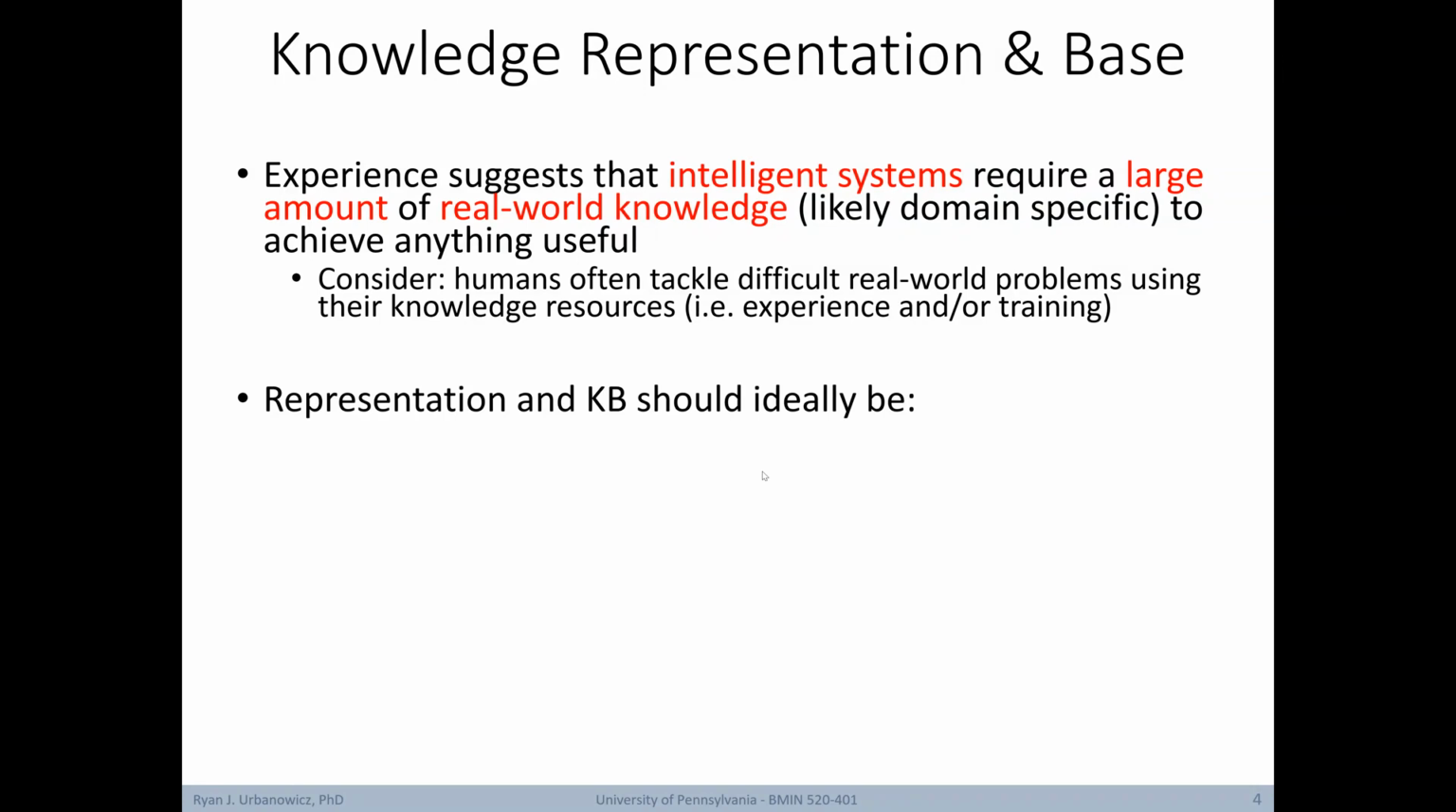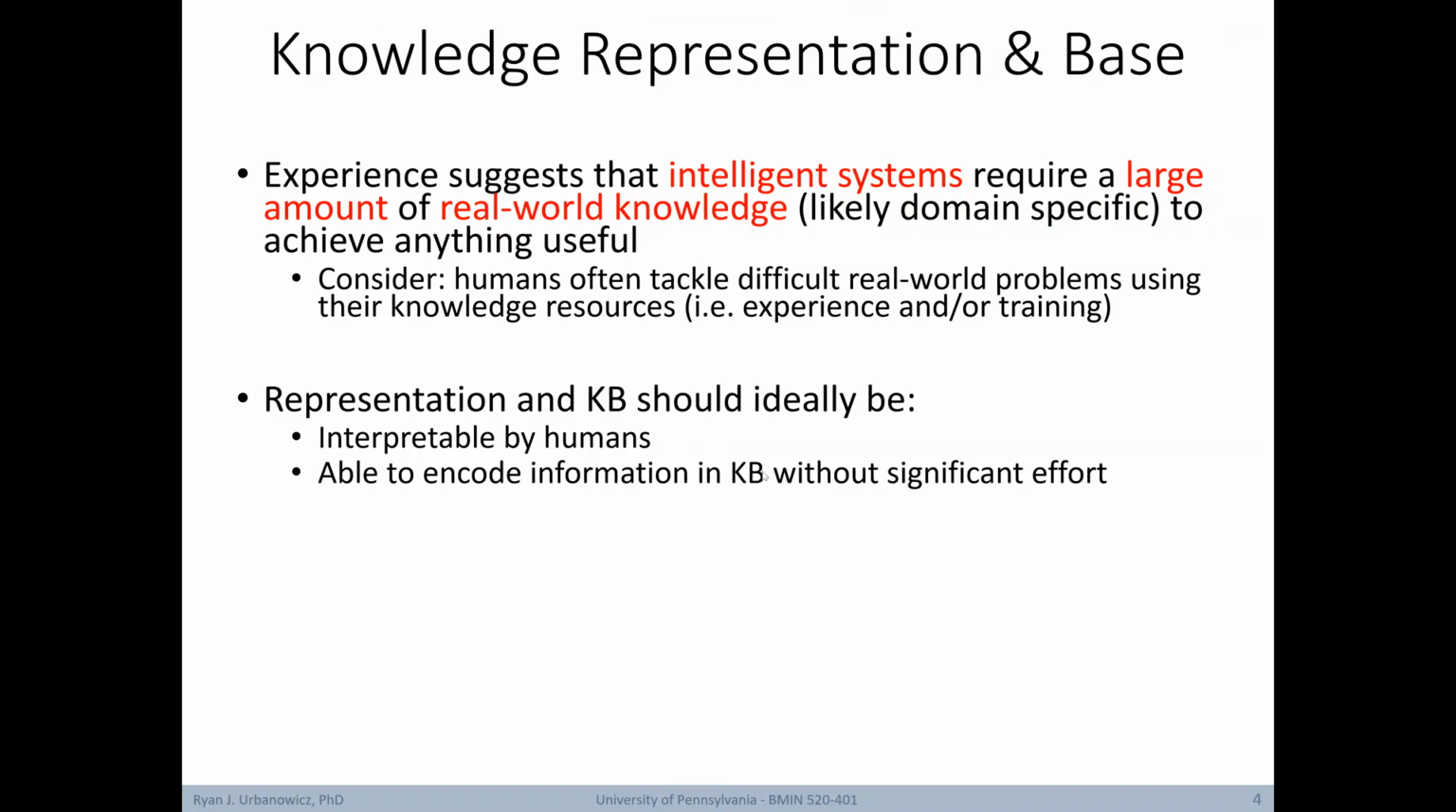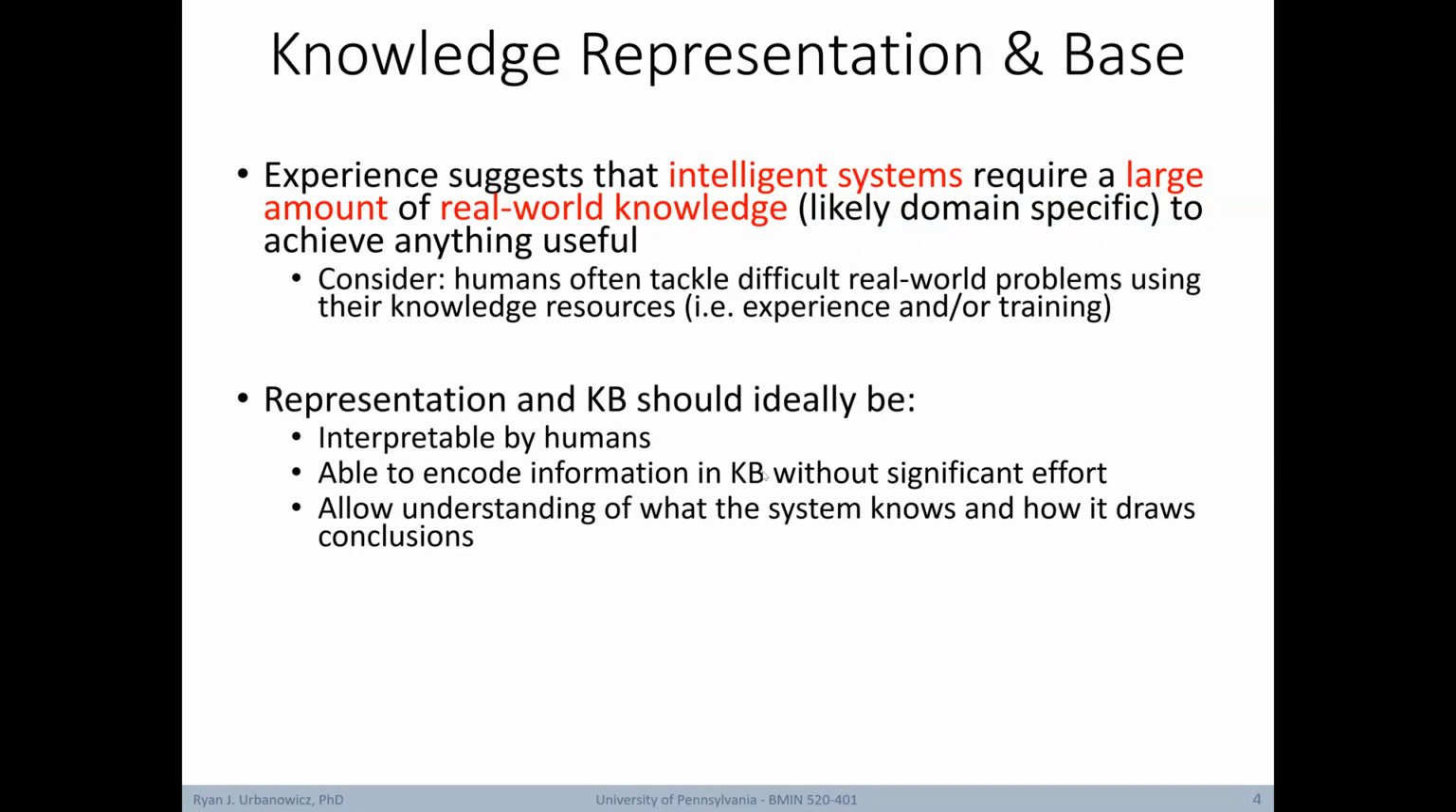Let's quickly review some of the ideal characteristics of a representation or a knowledge base. They should be interpretable by humans. We should be able to encode information in a knowledge base without significant effort. Also, there should be some way for users to understand what the system knows and how it's drawing conclusions. In other words, we want our knowledge base to be transparent and not some kind of black box.